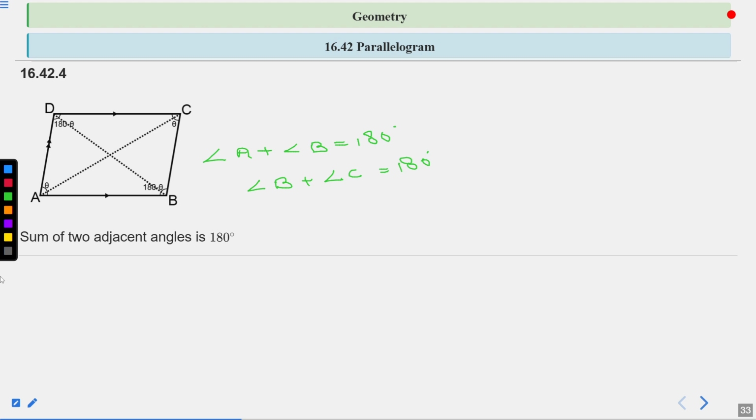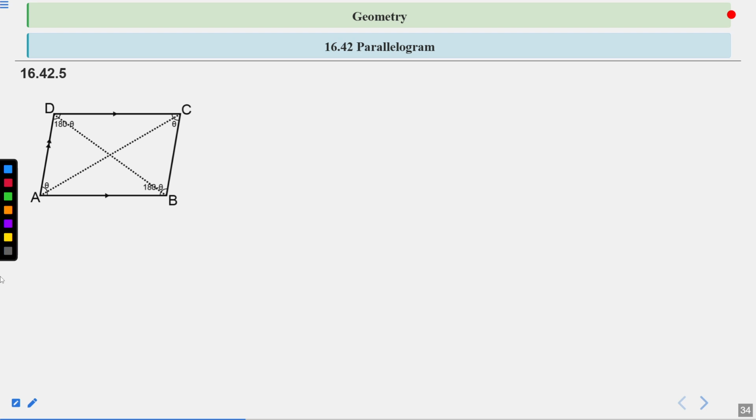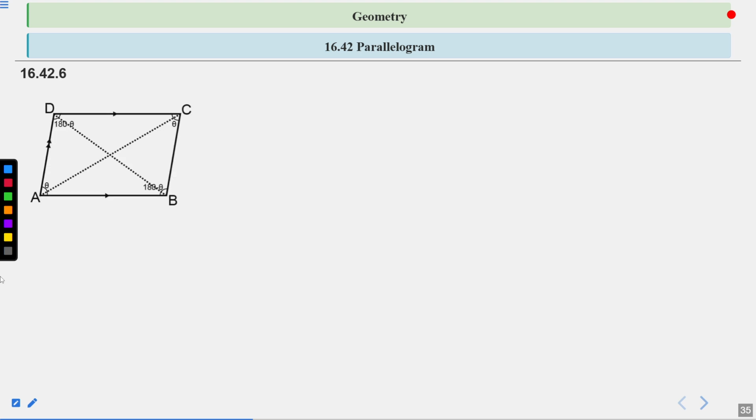Next one. In the parallelogram 16.42.5, this is the diagram of the parallelogram. Now we can say that AB equals CD and BC equals AD. Next, the parallelogram formula 16.42.6. This is the diagram of the parallelogram. Now the triangle ABC is congruent to triangle CDA.